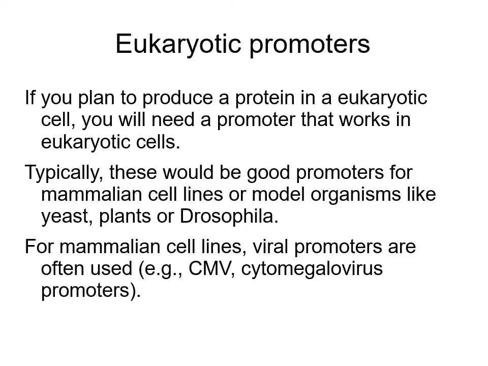Okay, if you want to produce a protein in a eukaryotic cell, you need a promoter that works in eukaryotic cells. Now, eukaryotic promoters tend to be large, and they're not really very well suited to be placed as part of a cloning vector. So for mammalian cell lines, very often viral promoters are used, the most popular being CMV, which is cytomegalovirus. The reason being that viral promoters are relatively small. There must be constraints on the size of promoters in viral genomes, and these are well understood and work in a lot of cell types. Now, other regular promoters are also used, but the viral ones are very popular.